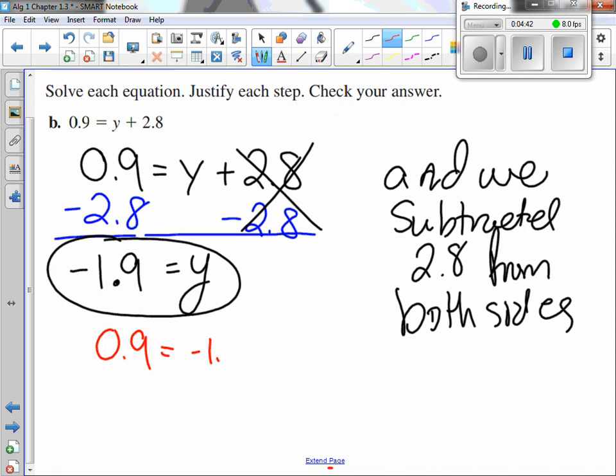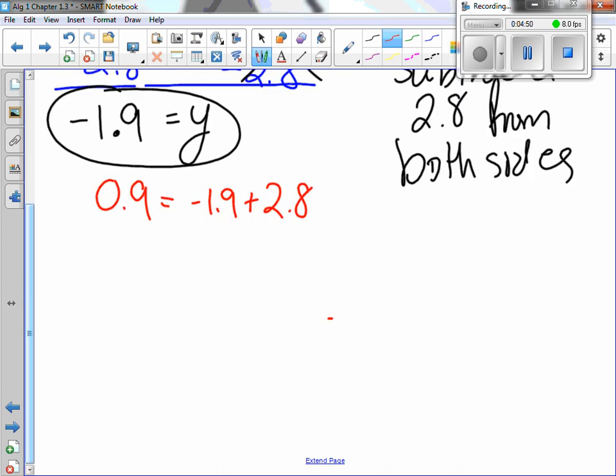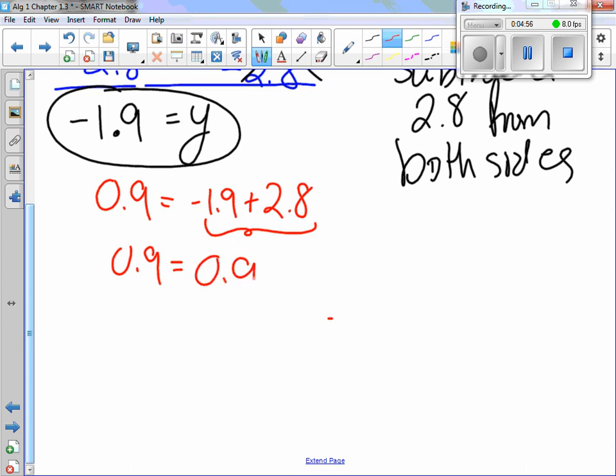equals negative 1.9 plus 2.8. And we plug our value back in for y. We just plug it back in. So when we plug it back in, this is 0.9. Well, negative 1.9 plus 2.8 is 0.9. And since they both equal the same thing, it works. We checked it. And that's it.